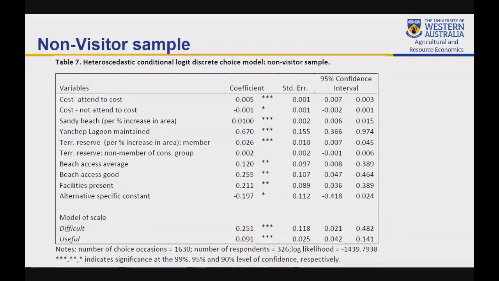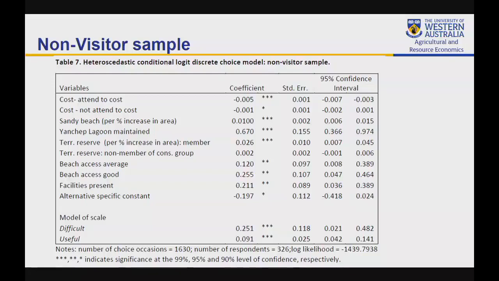And then this is the non-visitor sample, and perhaps surprisingly, I don't know which way I go on this. Am I surprised or not? Anyway, let's see whether you're surprised. Okay, I don't know. So cost, again, negative for those who attended to cost. The not attending to cost, well, it's 10%, but we're getting that consistency.